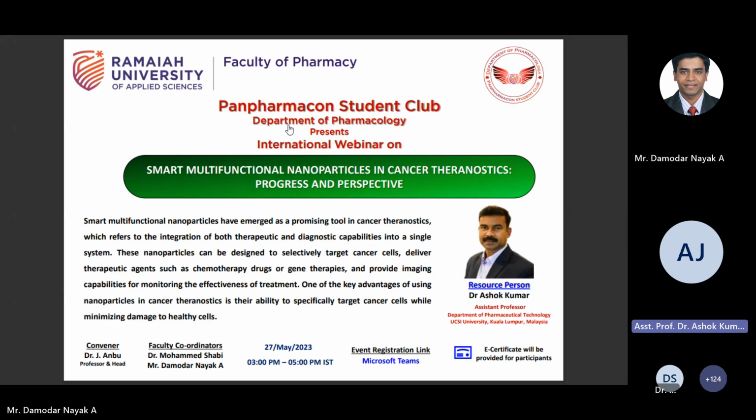Now the nanotheranostic, the new word, has come up with nanoparticles. Theranostic, we can say, is for both diagnosis and treatment. Even if you give some radiation, radiation is considered a treatment. We can give some imaging agent along with radiation, so maybe they can find the area of affected cells. So that is considered as diagnosis and treatment.